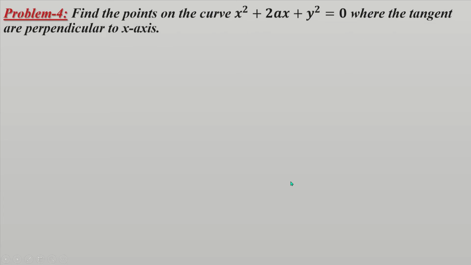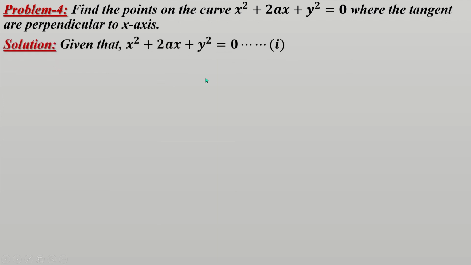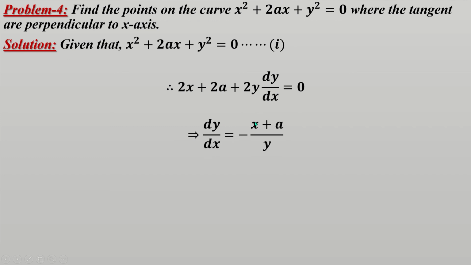Problem 4. Find the points on the curve x square plus 2ax plus y square is equal to 0 where the tangent are perpendicular to x axis. Okay, when the tangent perpendicular to x axis, it means derivative of x with respect to y is equal to 0. We know this formula. Okay. And other proofs are same. This is a given condition. Now differentiating this with respect to x, we will get this. Therefore, dy by dx equal to minus x plus a by y.